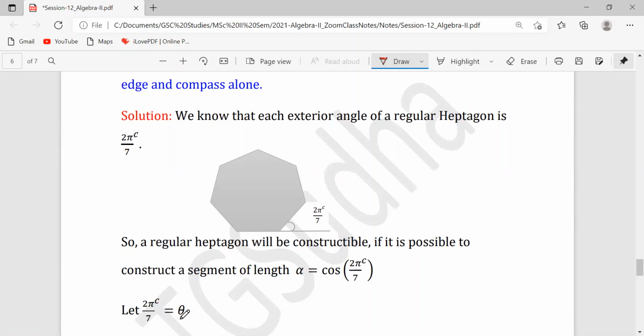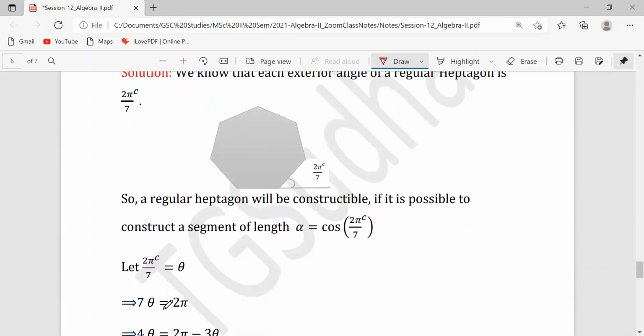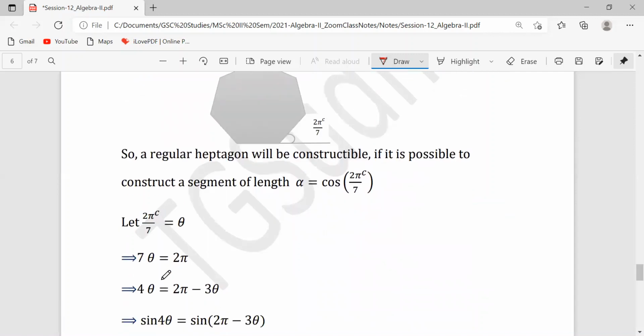Let us consider this 2 pi by 7 equal to theta. Let us cross multiply. You get 7 theta equal to 2 pi. Let us write this 7 theta as 4 theta plus 3 theta and shift that 3 theta to the other side. This is only for the discussion purpose, because we require a polynomial wherein we can say that the degree of that polynomial cannot be expressed as some power of 2. With 7 theta as it is, we can't use any trigonometric identity directly.